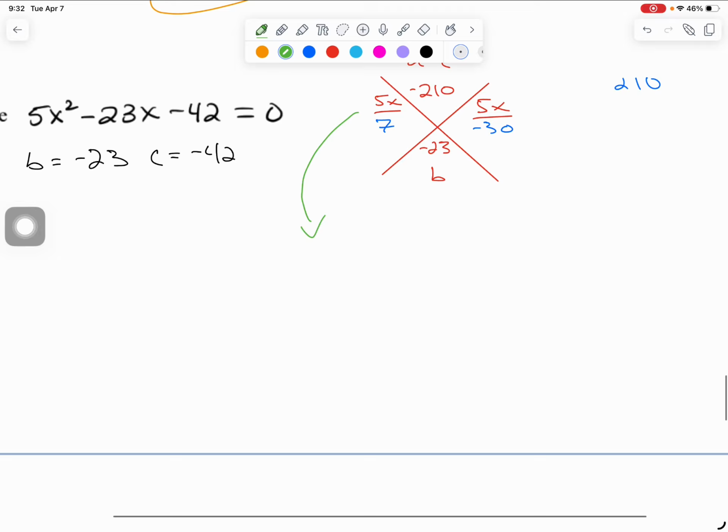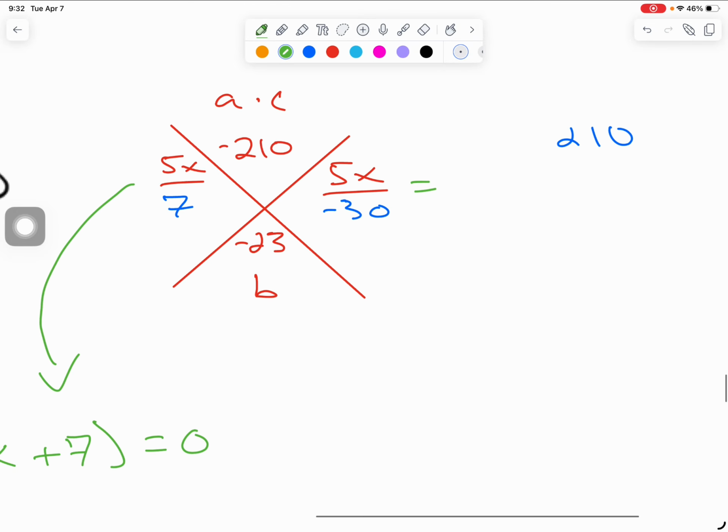Again, we will be solving. This is not reducible. If you're uncertain, check in your calculator. Oh my goodness, this one is though. 5x equals negative 30. It's going to be x over minus 6.